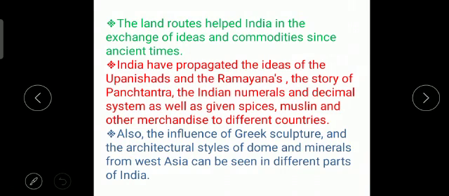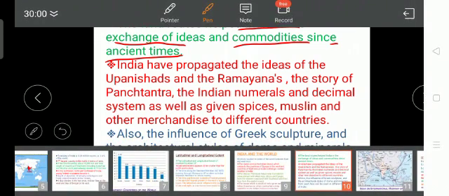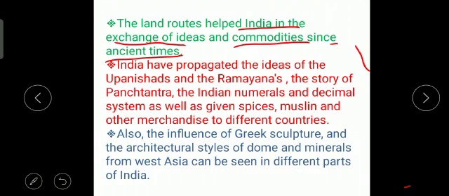The land routes have helped India in the exchange of ideas and commodities since ancient times. From the past, the land routes have been very important for trade and the exchange of ideas. As we know about the Silk Route, the Silk Route was very important for the country. Like this, land routes are very important for our country.